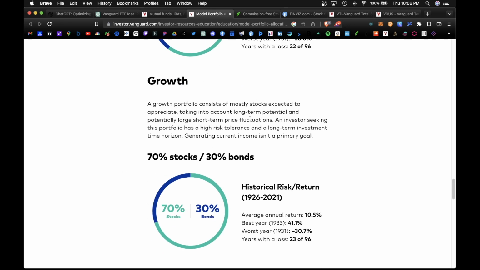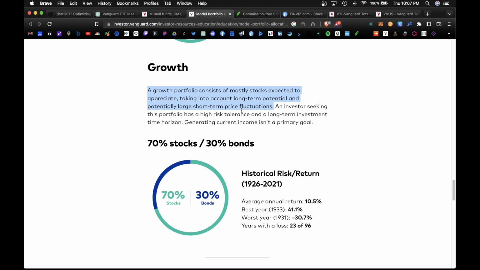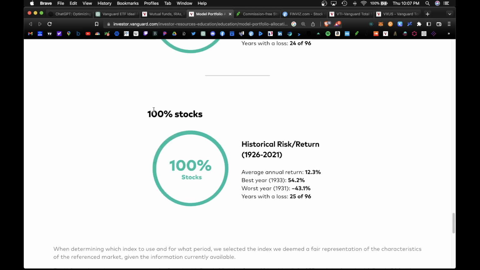And if we go lower, we have something like a growth portfolio. A growth portfolio consists mostly of stocks expected to appreciate, taking into account long-term potential and potentially large short-term price fluctuations. So anyone who's young and in their 20s or 30s, this is definitely a good starting point. 70% stocks and 30% bonds. The average annual return for something like this is 10.5% per year. And something that is the most aggressive would be a 100% stock allocation. You have more room for gains, but realize that this is the riskiest because stocks tend to be much more volatile compared to bonds.